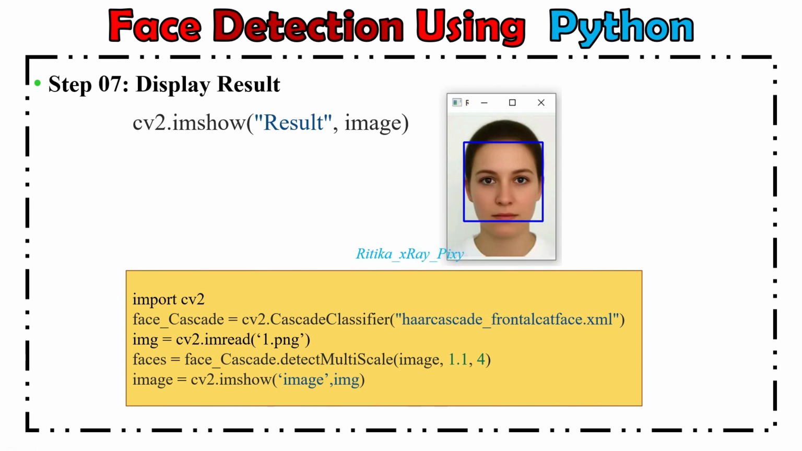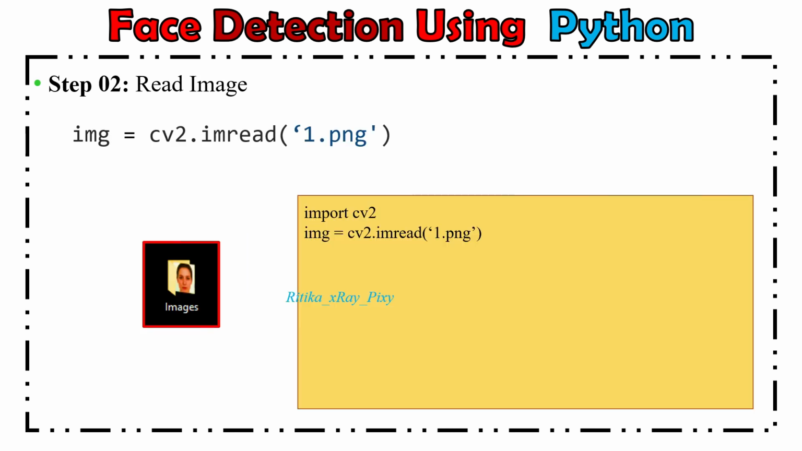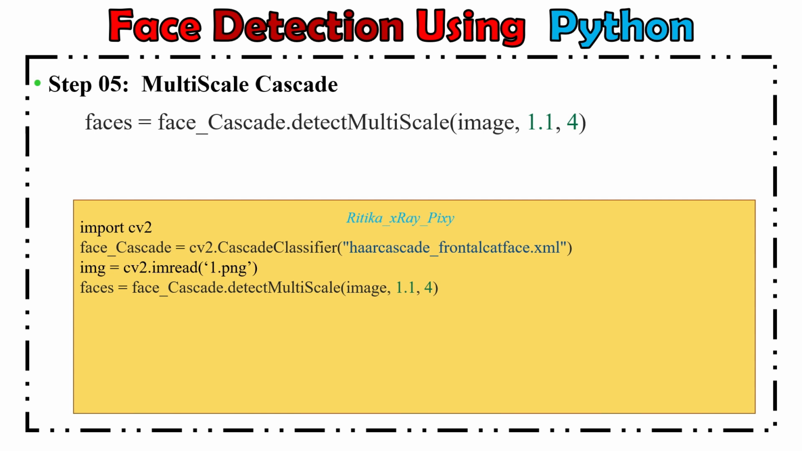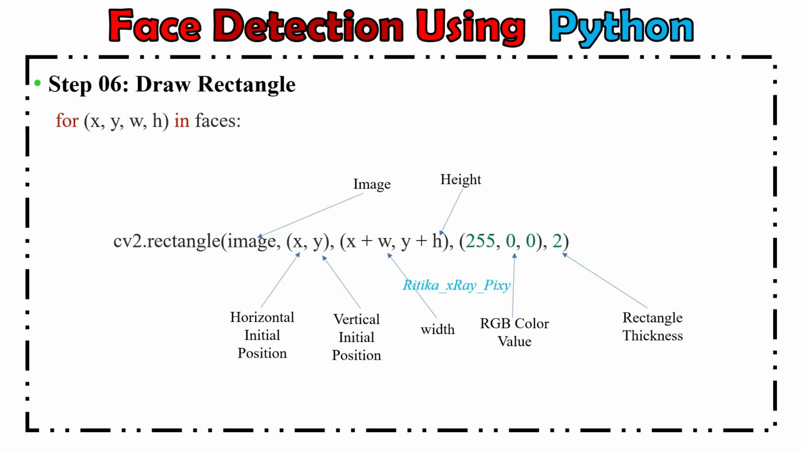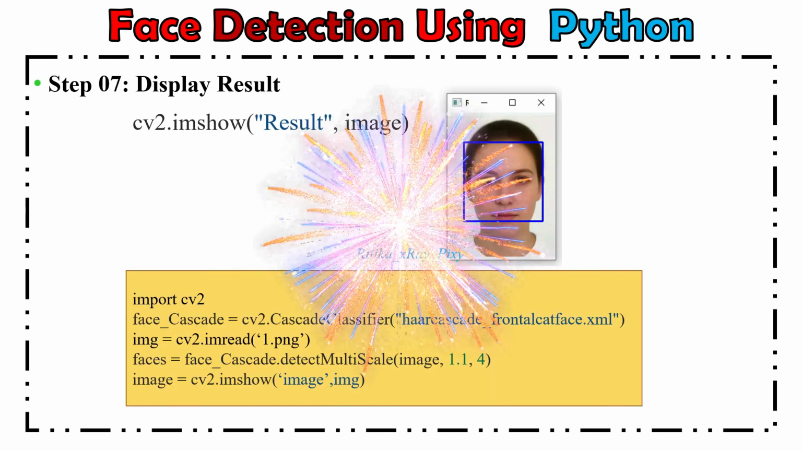So this is a simple process. First we will install the OpenCV library, then we will import this package. Next we will read the input image from the device. Next we will apply the Haar cascade, that is trained on a large face dataset, so no training is required. After that we will apply this cascade on the digital image. Then as this model will detect the face, we will show the detected face using a rectangle. Next, display the output. So that's all about this video.